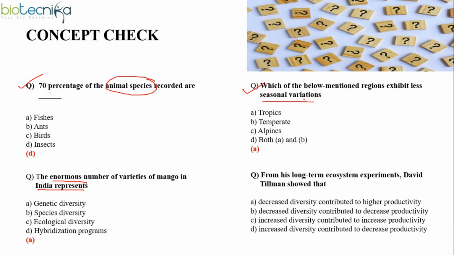Another question: from his long-term ecosystem experiments, David Tilman showed that decreased diversity contributes to higher productivity, or decreased productivity, or increased diversity contributes to increased productivity or decreased productivity. You can see that the options are similar, they have just changed a few words, right? The correct answer is increased diversity contributes to increased productivity.